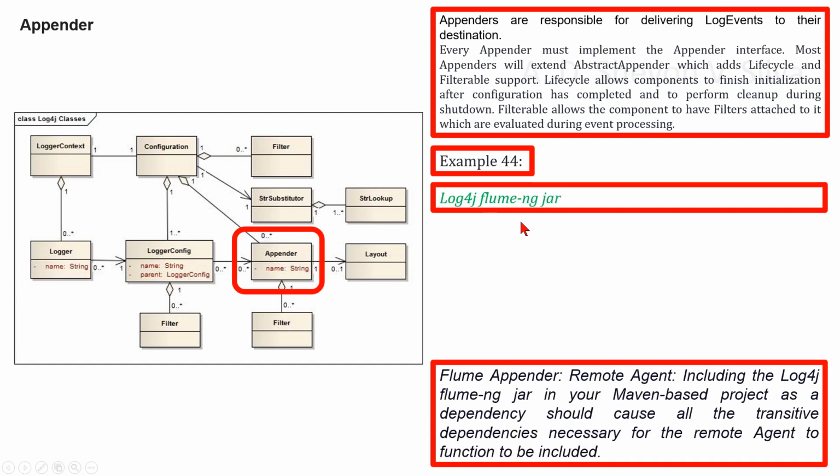Now we are considering the Flume Appender, the remote agent in Flume Appender. The Flume Appender allows applications to send events to Flume agents, including log4j-flume-ng. Including the jar in your Maven-based project as a dependency should cause all the transitive dependencies necessary for the remote agent to function to be included.